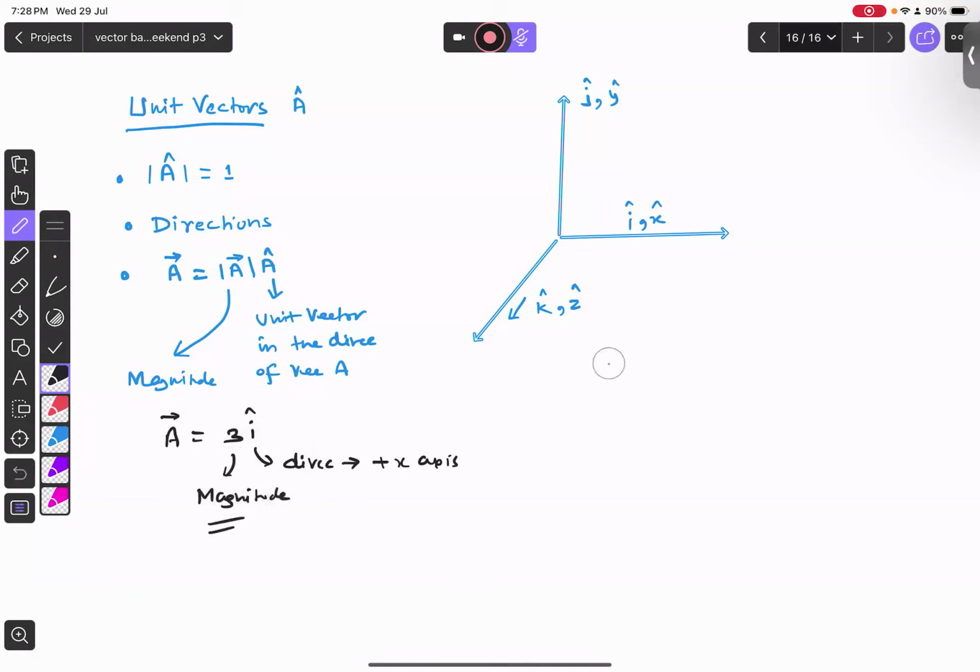So any vector A can be written like this: magnitude of the vector A into the unit vector in its direction. If I want to find this A cap, for that I can do this: you divide the vector A by the length of the vector A. I hope this is clear to all of you.